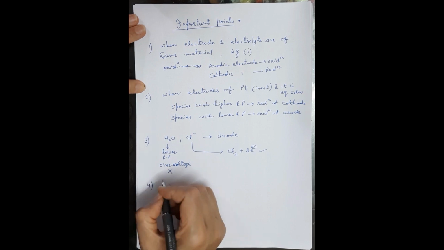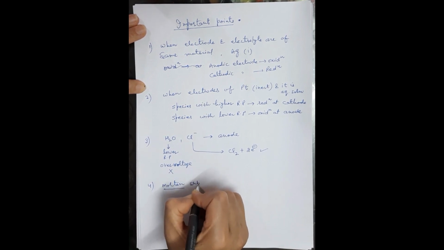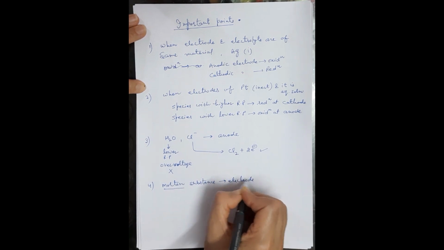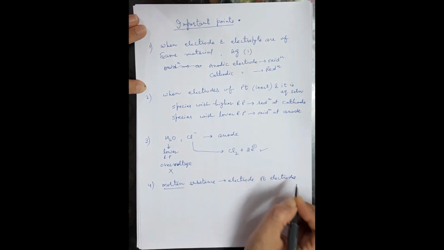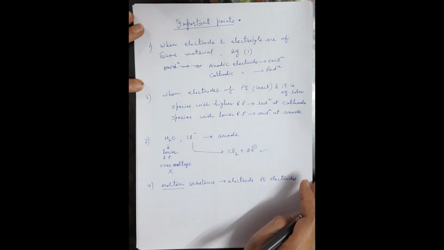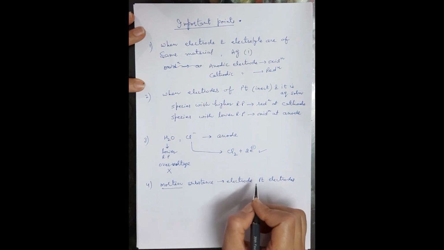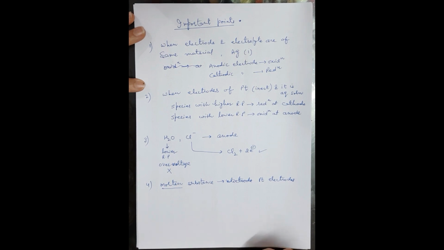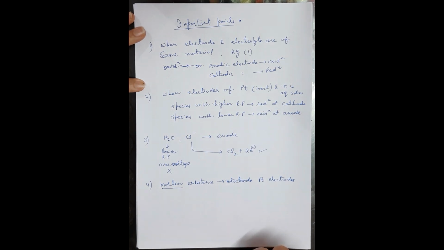And fourth case is when you have molten substance as electrolyte, especially with platinum electrodes. It is a very simple case, oxidation at anode and reduction at cathode, and there is no role of water in this case as water is not present in the electrolyte.